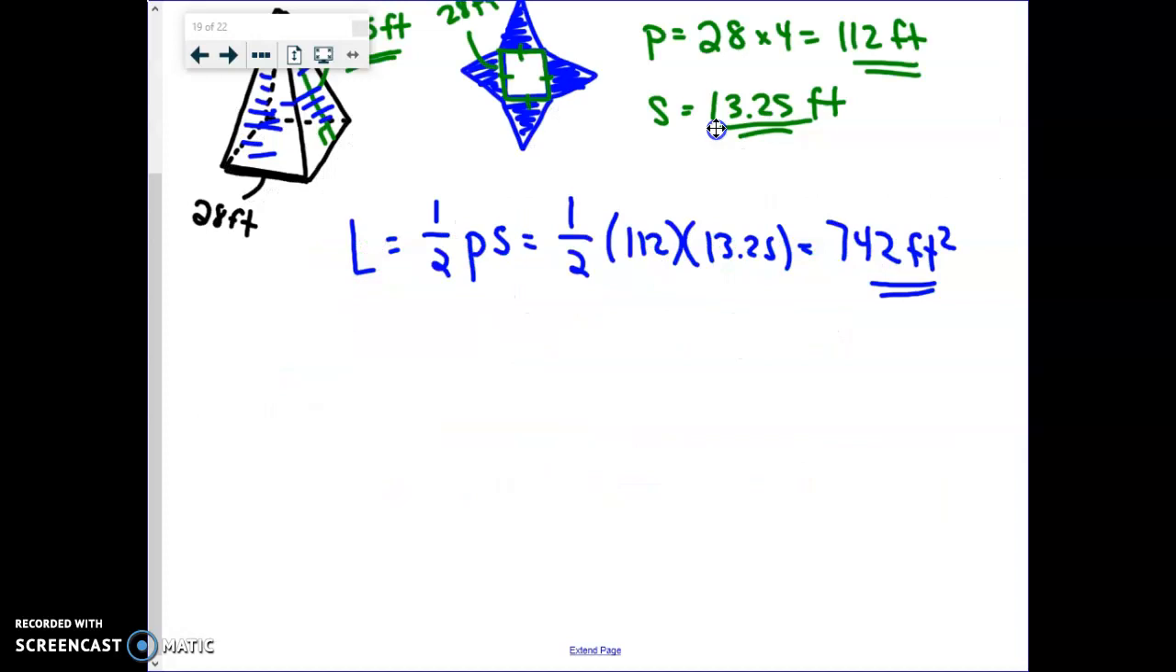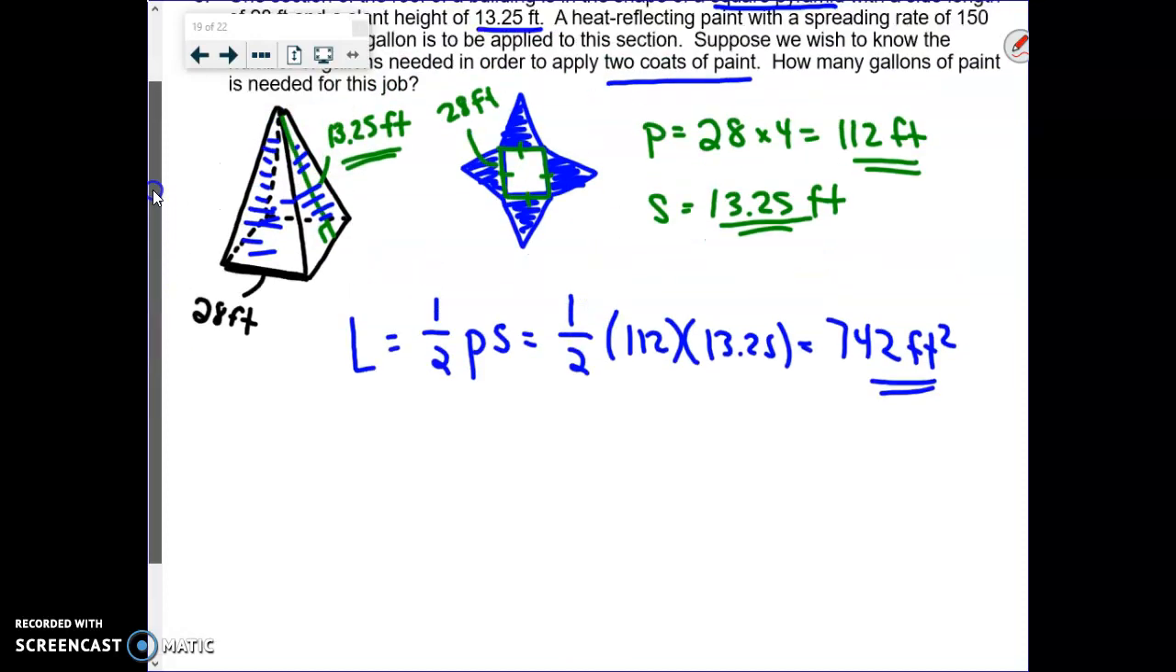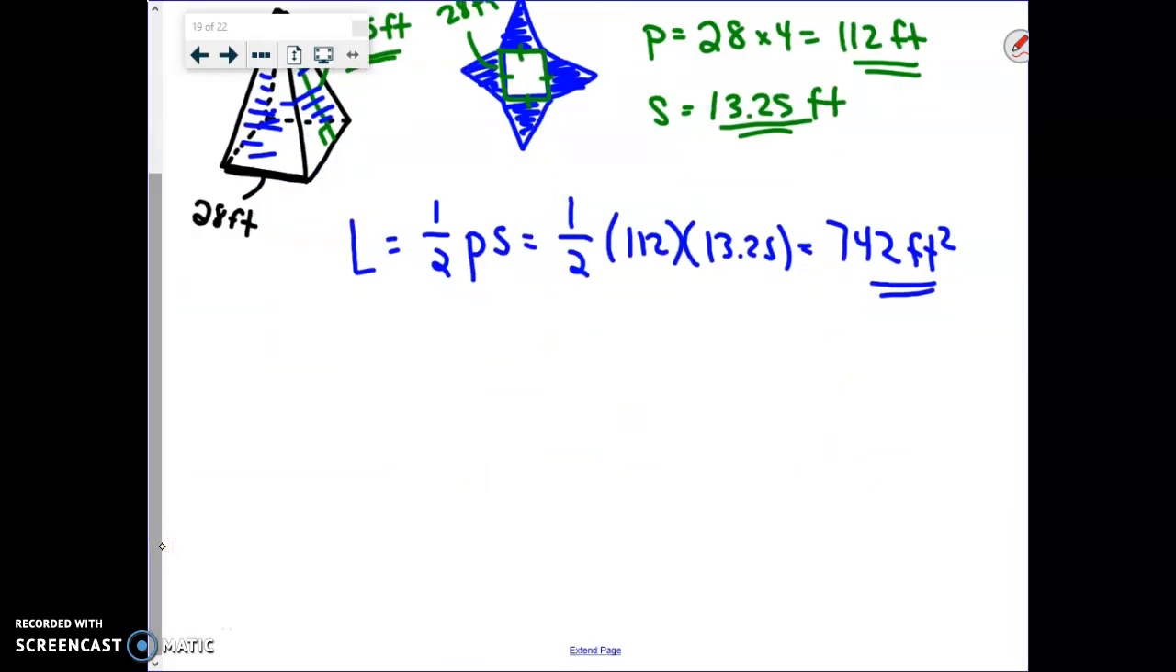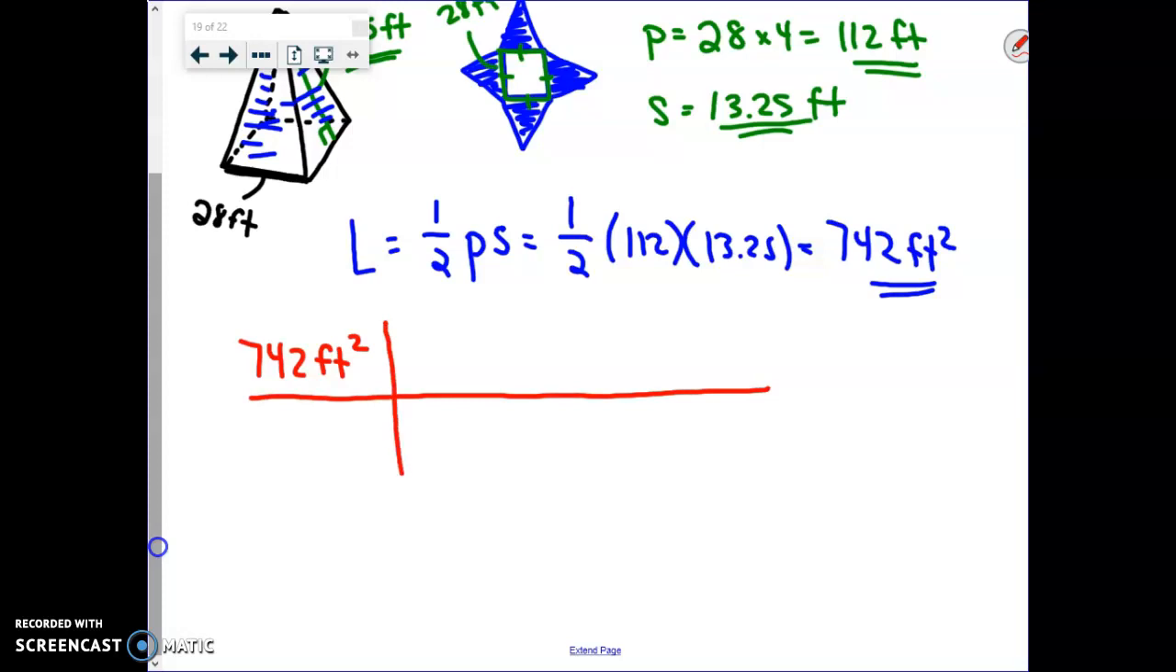So, ladies and gentlemen, we've got to cover 742 square feet with paint at 150 square feet per gallon. So I'm going to go ahead and set up my little railroad method here. 742 square feet we have to paint. Okay? It spreads at 1 gallon of paint for every 150 square feet. And we want to know how many gallons that's going to take.